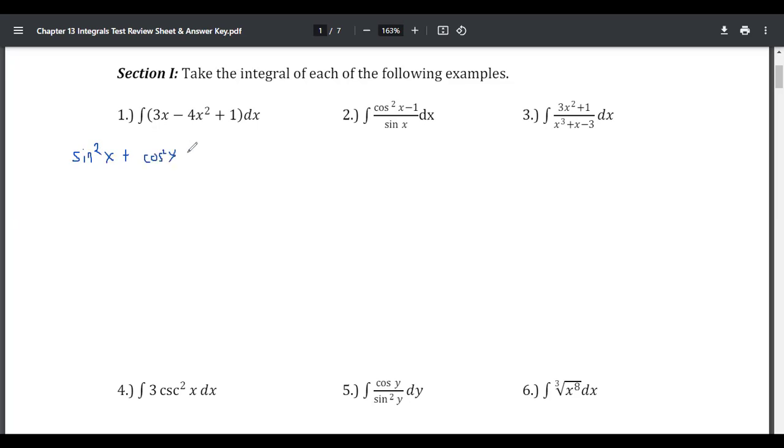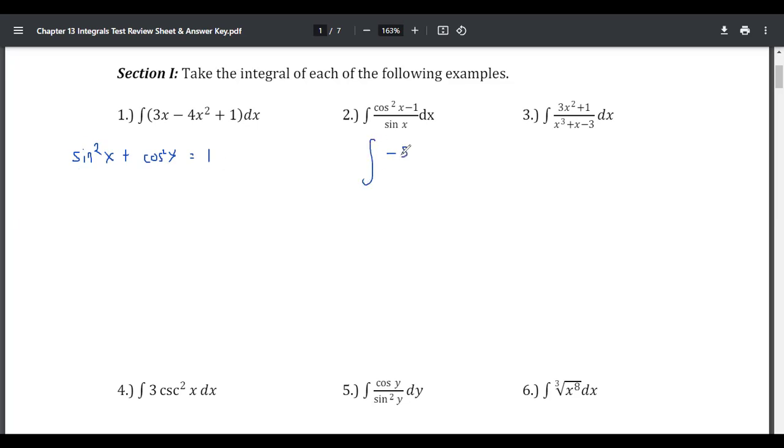Cosine squared x minus one should be equal to... Shouldn't it be equal to sine squared of x, or is it negative sine squared of x? Which one, positive or negative? Yes, it's the negative sine squared x. Negative sine squared x. Wonderful.